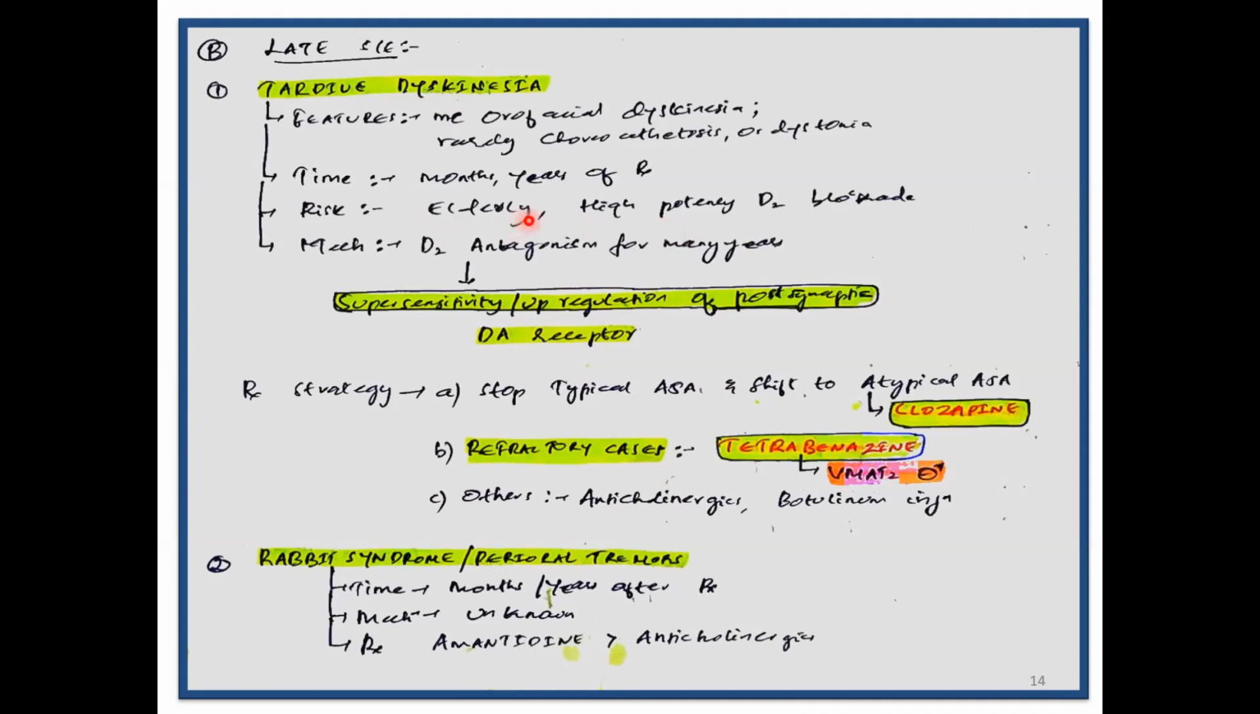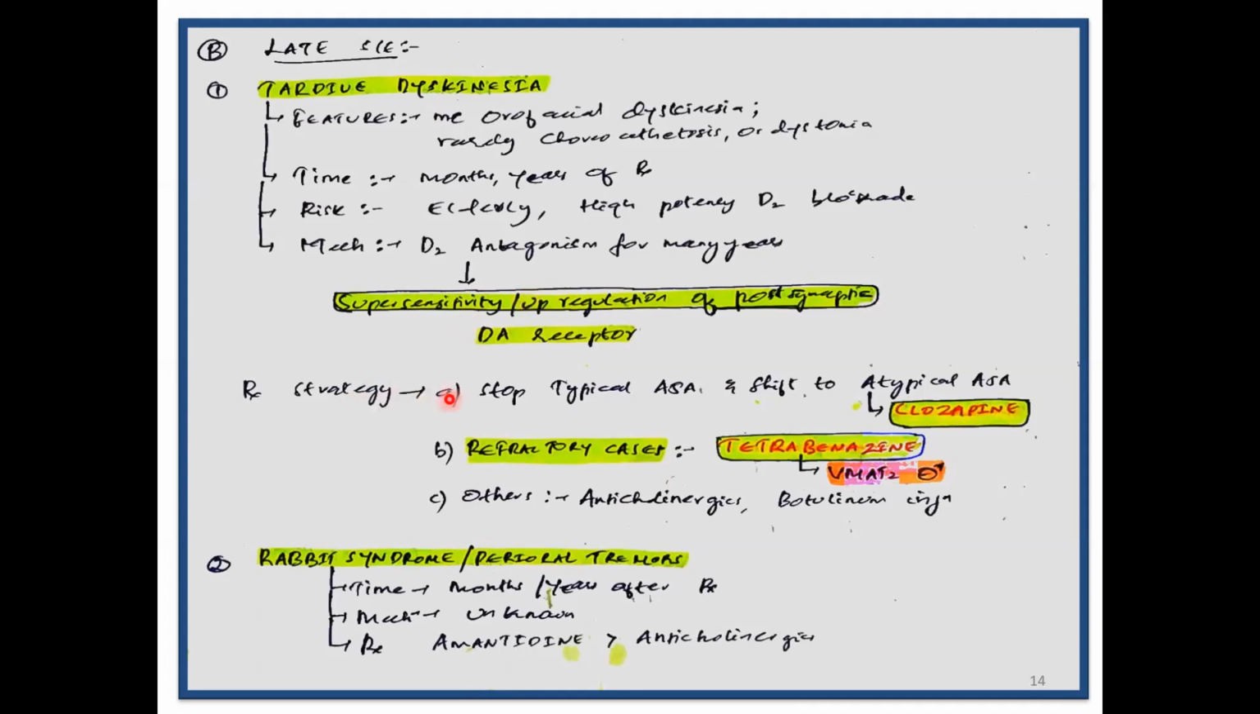For the obvious reason, these have a higher D2 blockade, so the chances of causing tardive dyskinesias in this set of populations is more. What exactly is the mechanism here? Whenever D2 antagonism is given for years or months together, it tends to cause supersensitivity of the receptor, or upregulation of the existing dopamine receptor postsynaptically. This is the reason for the dyskinesias.